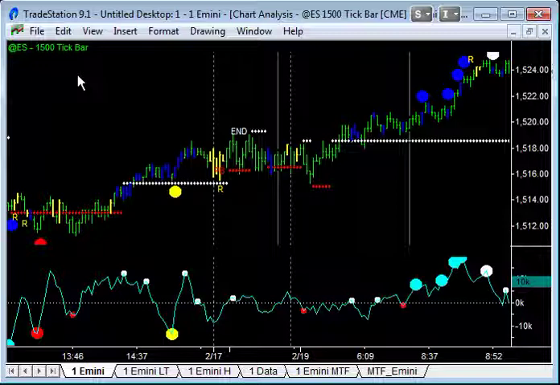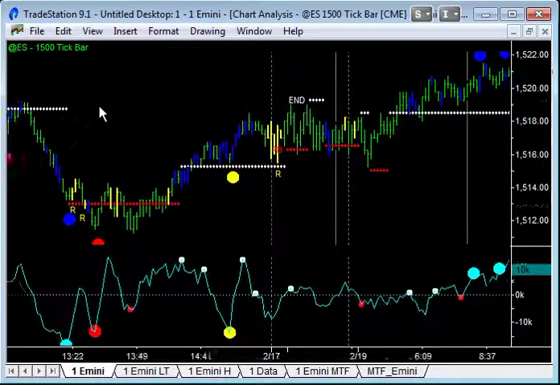So let's concentrate on the 1500 tip bar chart. And job number one is to get the trend direction right. If you get the trend direction right, you can make a lot of mistakes and still come out and make money. So job number one, trend, what's going on, and for trend, beta momentum is the absolute key.